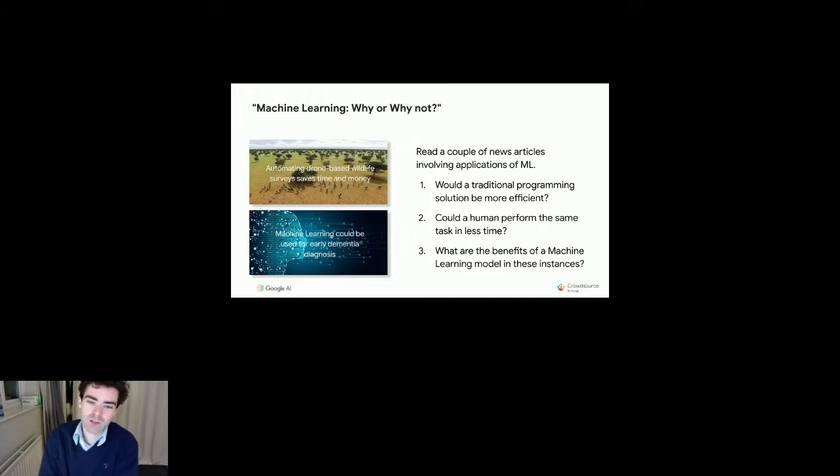Could a human perform the same task in less time? This is really a question about an economic concept called opportunity cost. Could a human perform the same task in less time? You're really asking, what is the value of a human's time? A machine doesn't want to get paid. You have to pay the electricity for it. But if it's been automated and it's running, it's essentially zero cost. So how valuable is time?